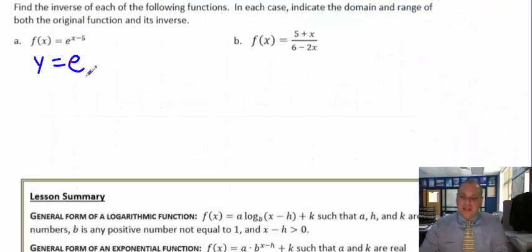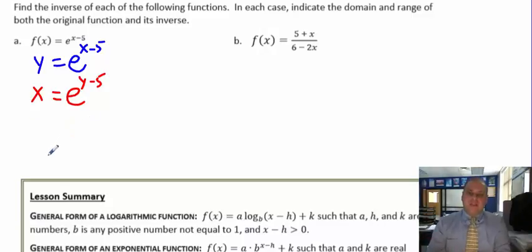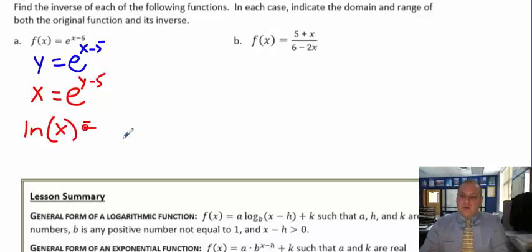Next, y equals e to the x minus 5. All right, so we're going to change colors. Let's change that to x equals e to the y minus 5. And I need a log right away because I got to get that y minus 5 out of the exponent. So we're going to do log base e. Now, instead of writing log base e, we by now know that that is natural log, right? Hopefully you're listening. Natural log of x equals y minus 5.